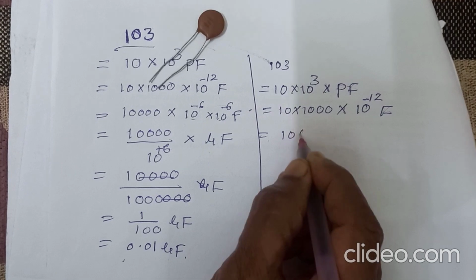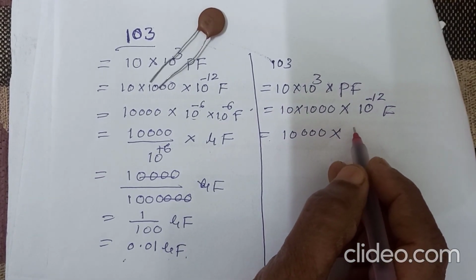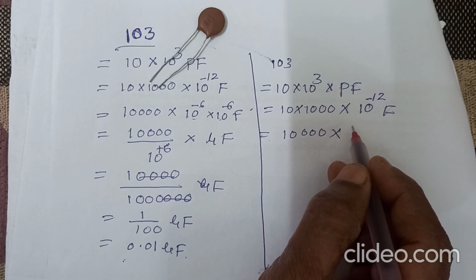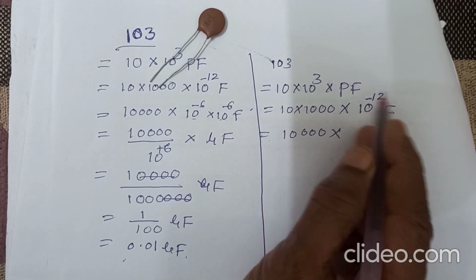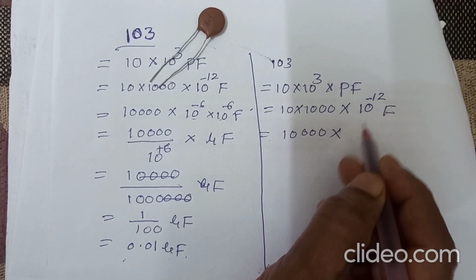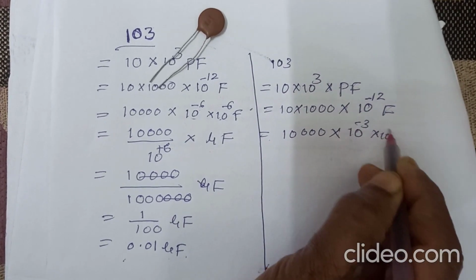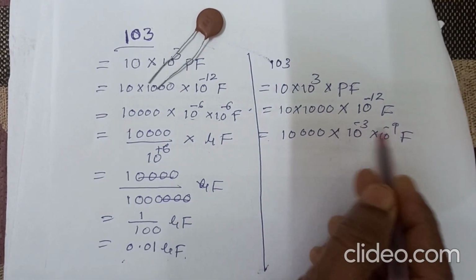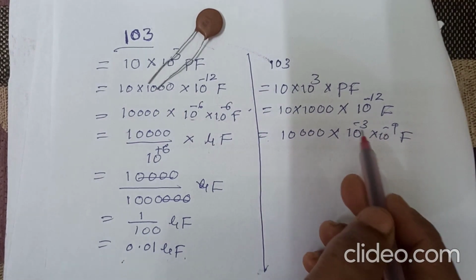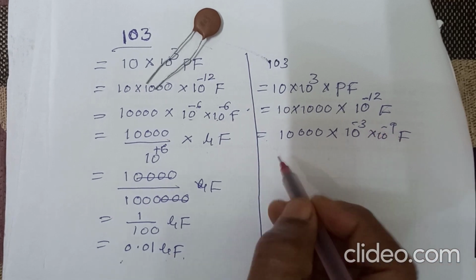So this is 10,000 into, now I want to convert this into nanofarad. Nanofarad is nothing but 10 to the power of minus 9. So I have to split this into minus 9 and the remaining value. So 10 to the power minus 3 into 10 to the power minus 9 farad, because when the base is the same, the powers add: minus 3 minus 9 is minus 12. In this way you should split it.